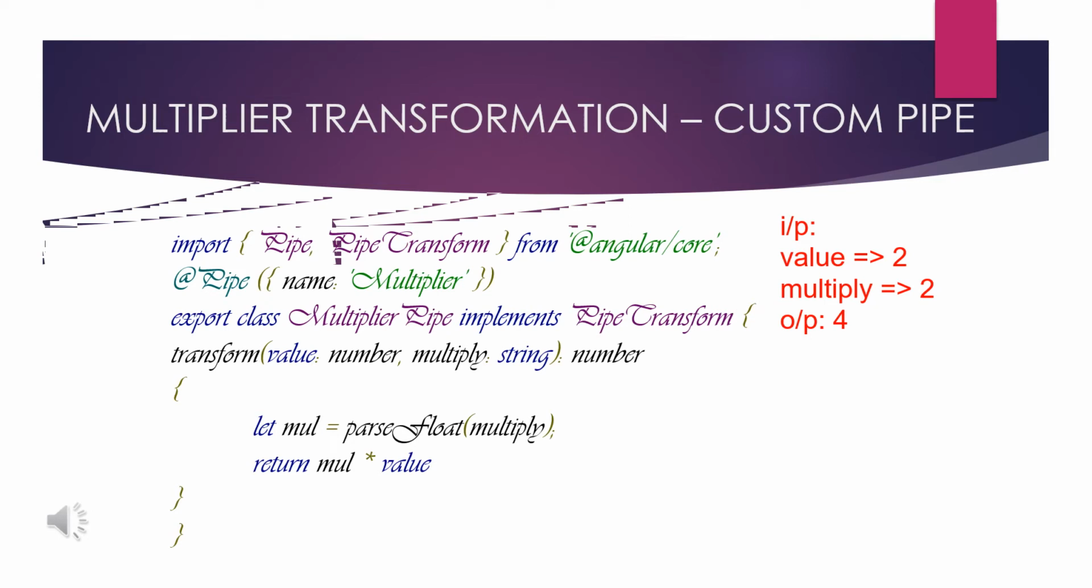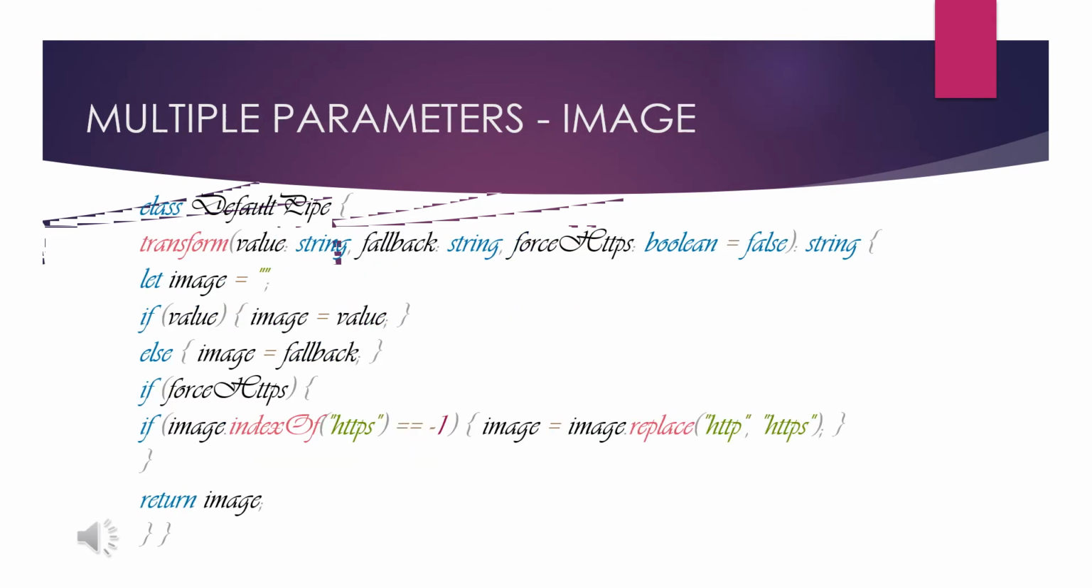So now I am multiplying this mul variable into the value, so I'm getting an output 4. Okay, that's how it is working. For manipulation calculations we can use this. So this pipe is for multiple parameters. We can send in multiple parameters if you need. So for that I have given this example.